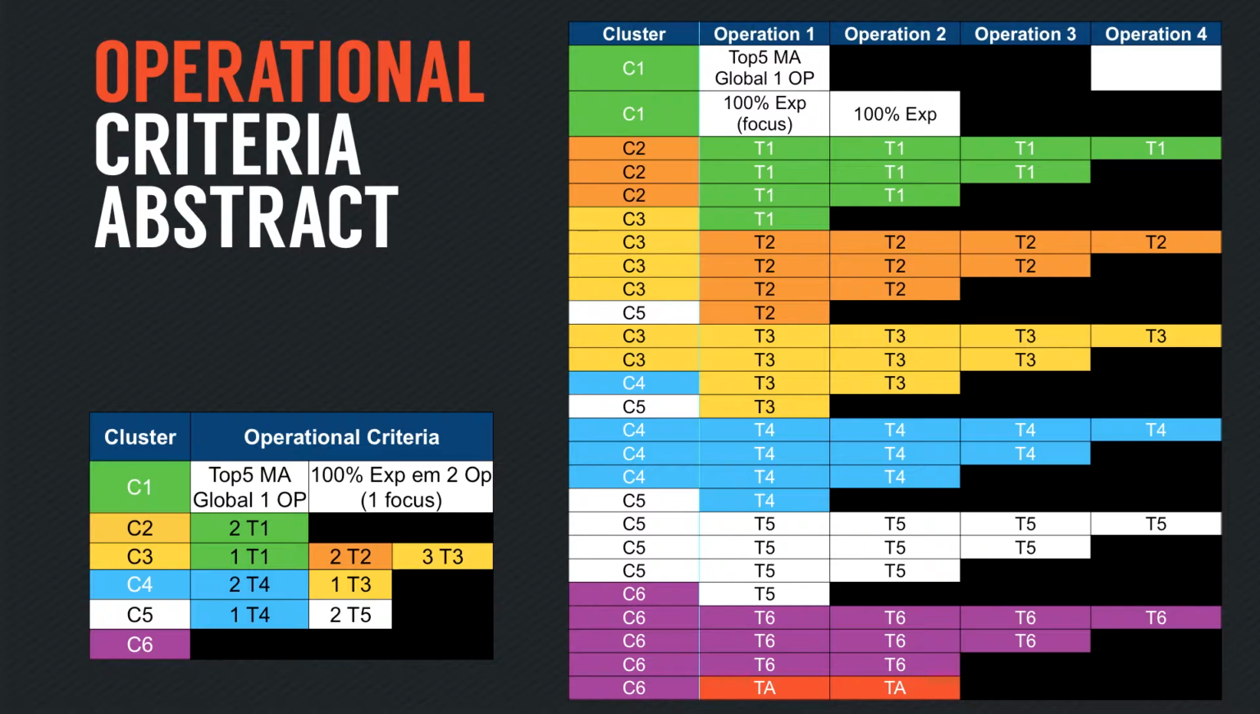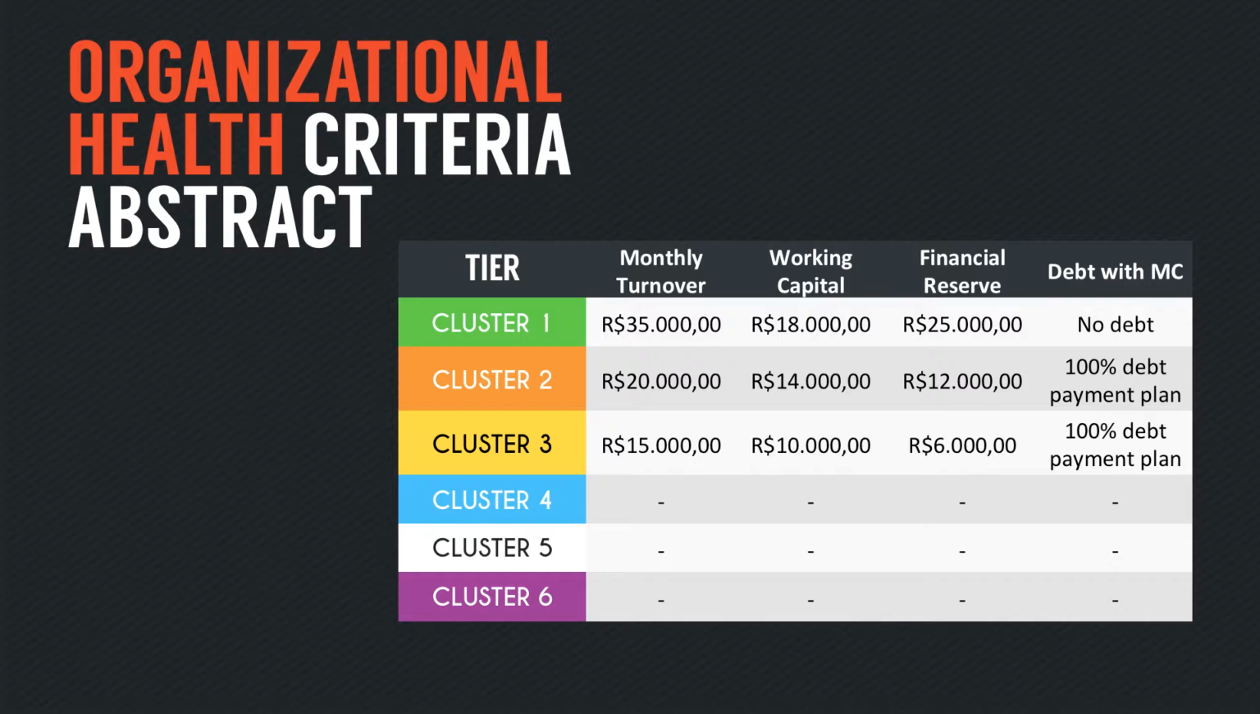So this is one of the problems that we faced in the old model. And the other criteria was the organizational health criteria. So you can see each one of the clusters, which were the finance criteria that you should fulfill. For example, cluster 1: 35,000 monthly turnover, 18,000 working capital, 25,000 financial reserve, and you couldn't have any debt with the MC. So this was the old one.